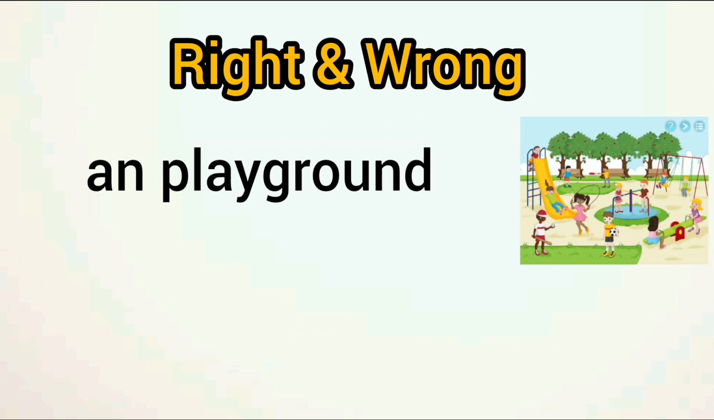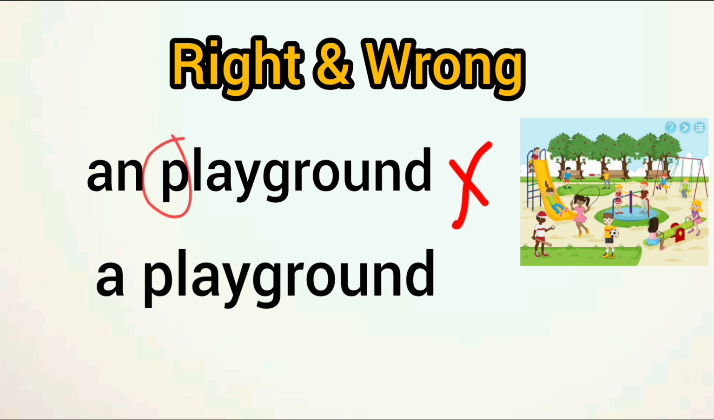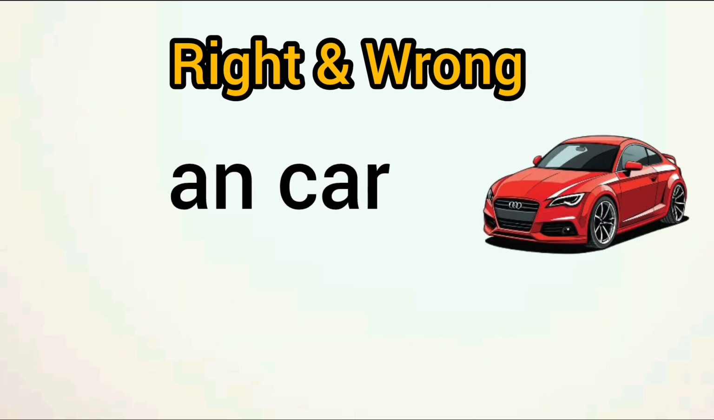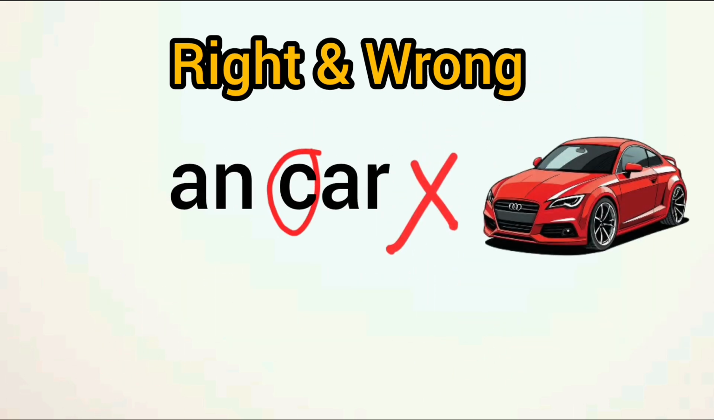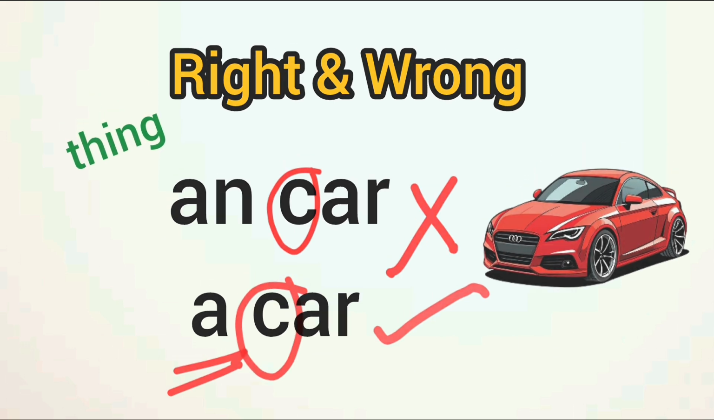Next is "an playground." This is wrong because playground begins with a consonant. We use a. Playground is a place. A playground. The last is "an car." We use a with car because it begins with a consonant. A car is a thing.